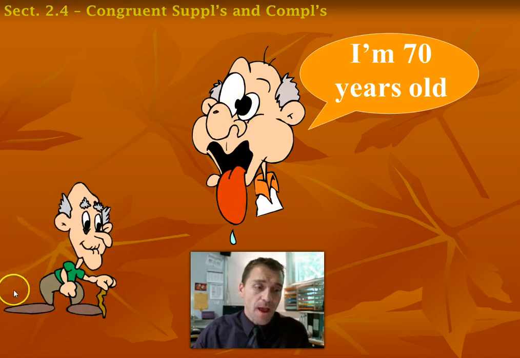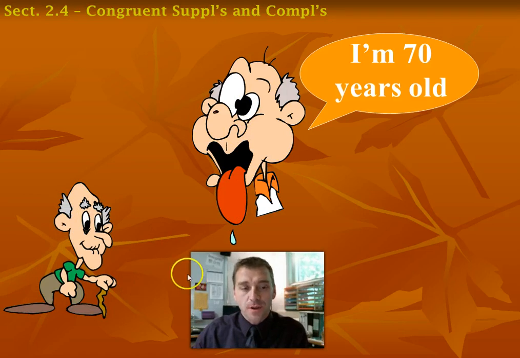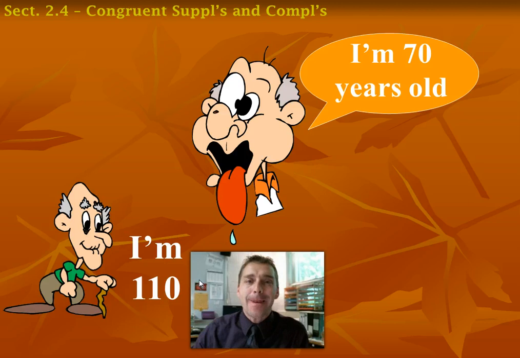Here comes another old man flying in from the left. He'd probably go a little slower than that, but besides the point. Let's say this little man, oh, the poor guy has no teeth, says, I am 110. Well, listen, as silly as that sounds, follow the example. Let's say that this is 110 and this is 70. You could certainly consider these 2 ages to be supplementary.